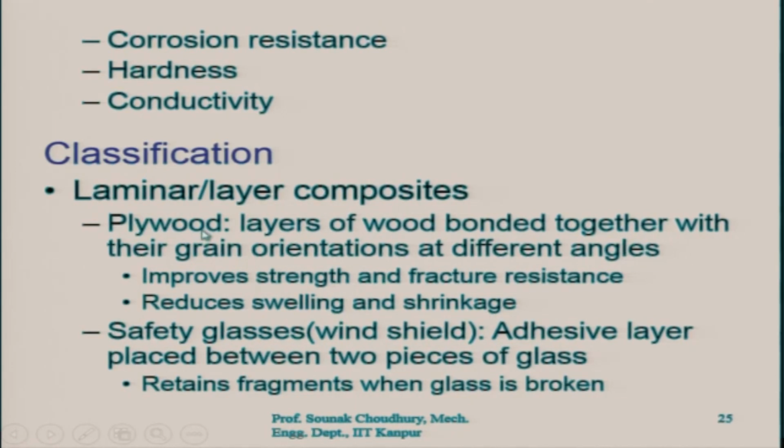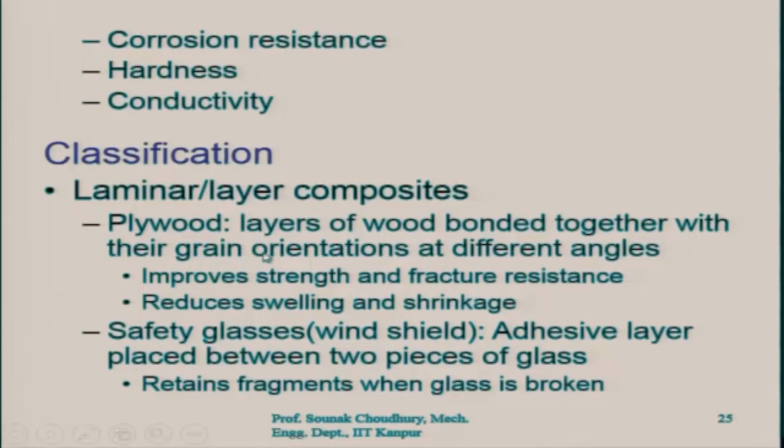This is very important, particularly for household doors and windows, as you understand that under the rain they should not swell, and at a higher temperature or when the humidity is low, in dry conditions, they should not shrink. Otherwise, the doors, windows and all household furniture will suffer. So, this is plywood, which is also a kind of composite material.